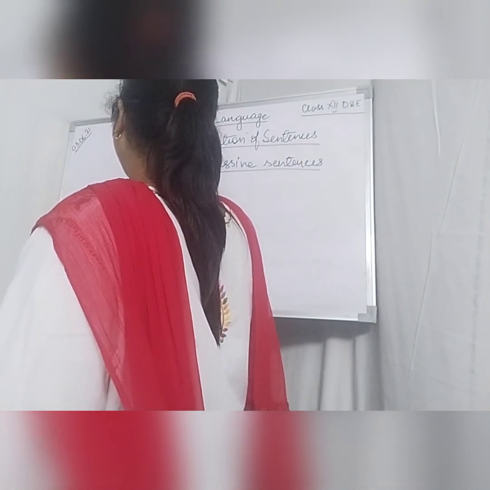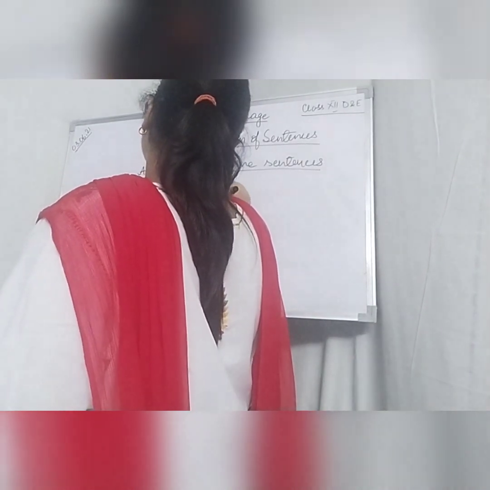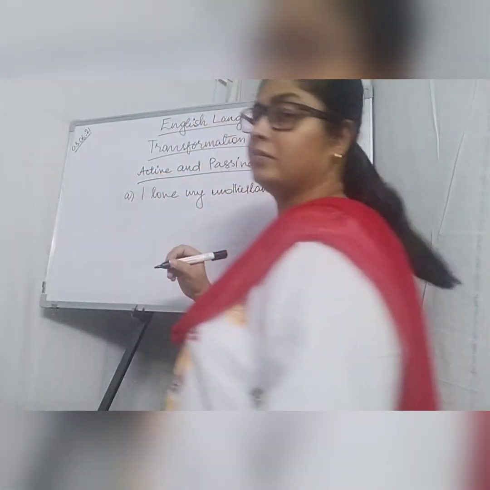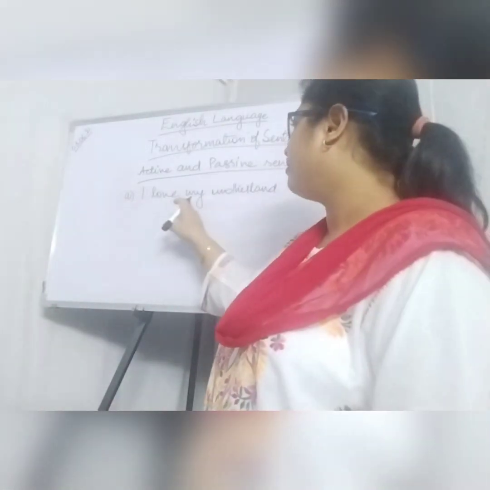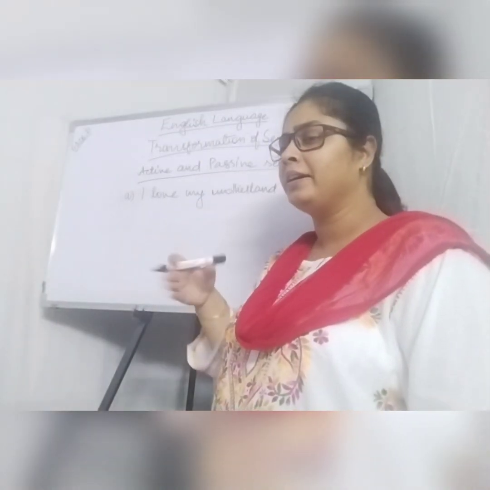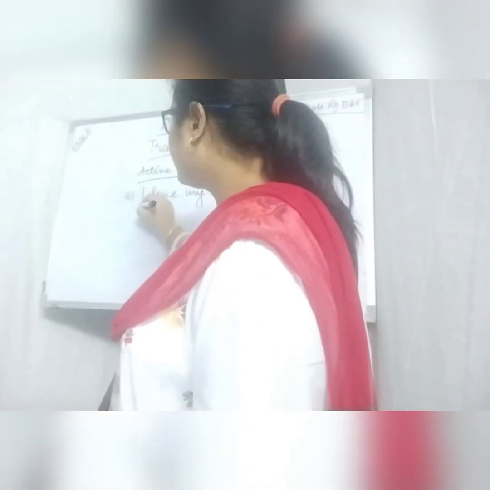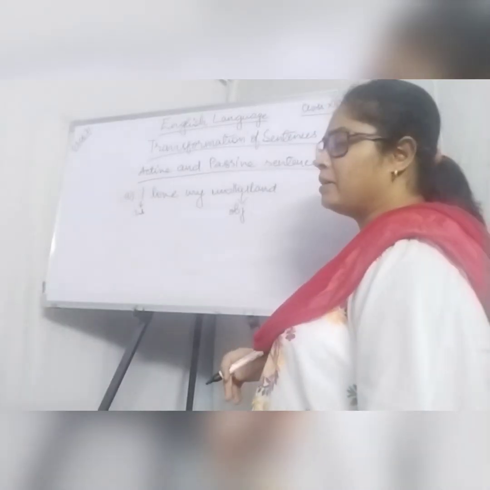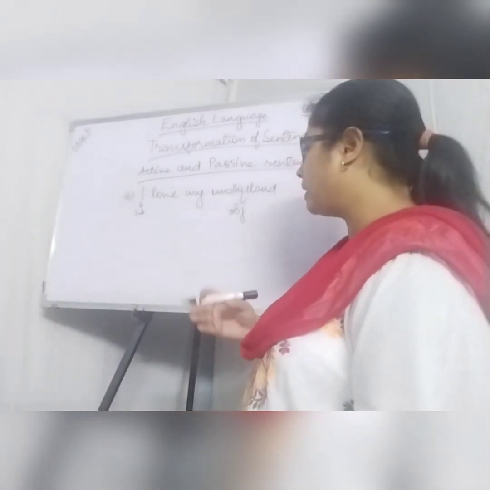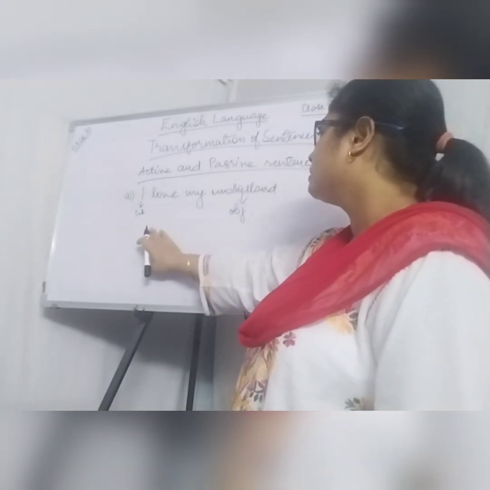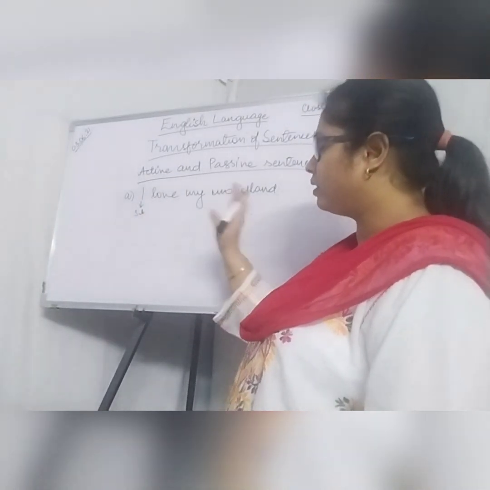For example, I say, I love my motherland. What is the subject and what is the object? I is the subject and motherland is the object. So in such sentences, always remember when we are transforming from active to passive, that object will become subject and subject will become object. Reversal will be there.